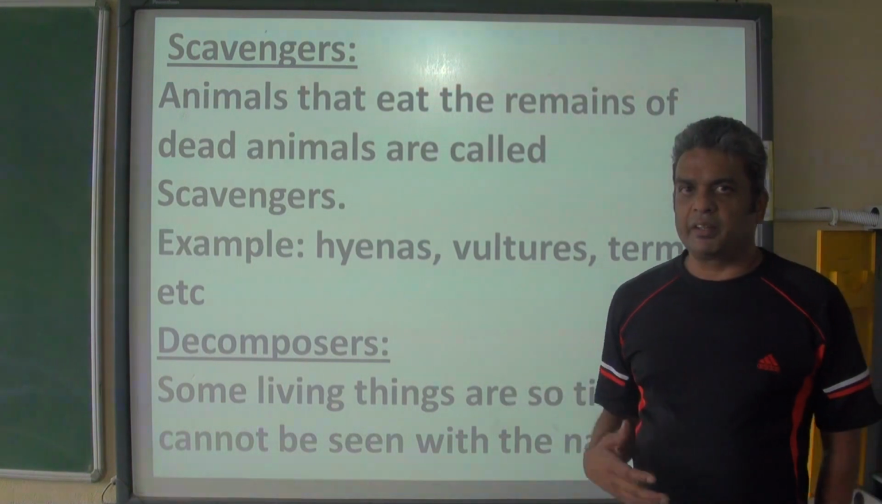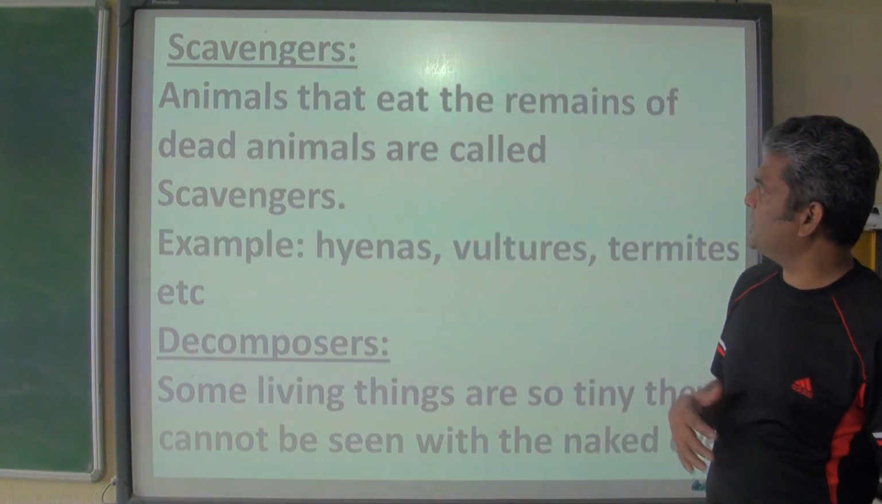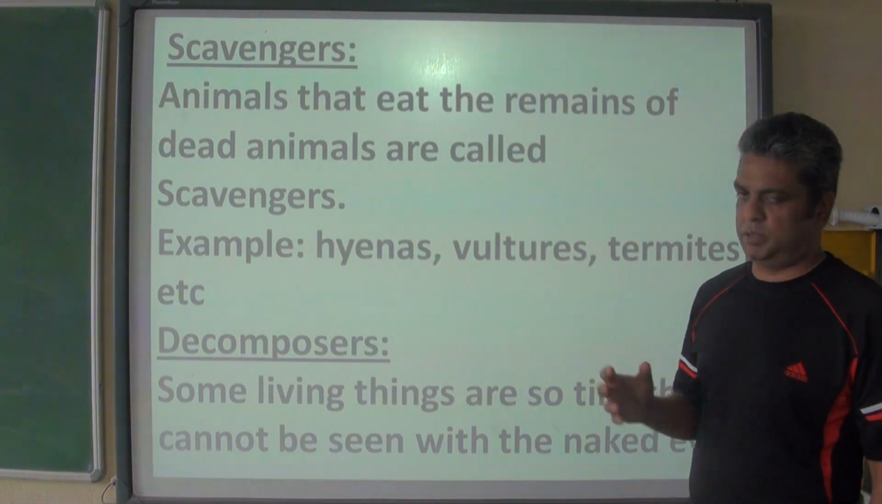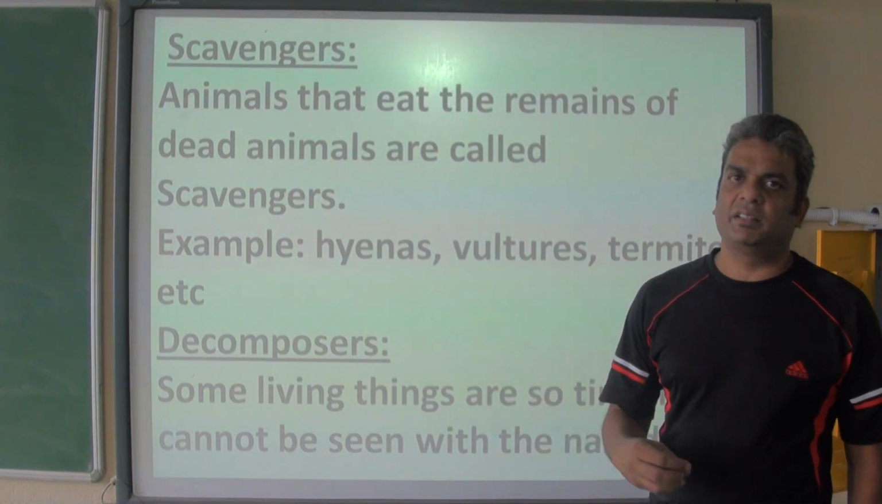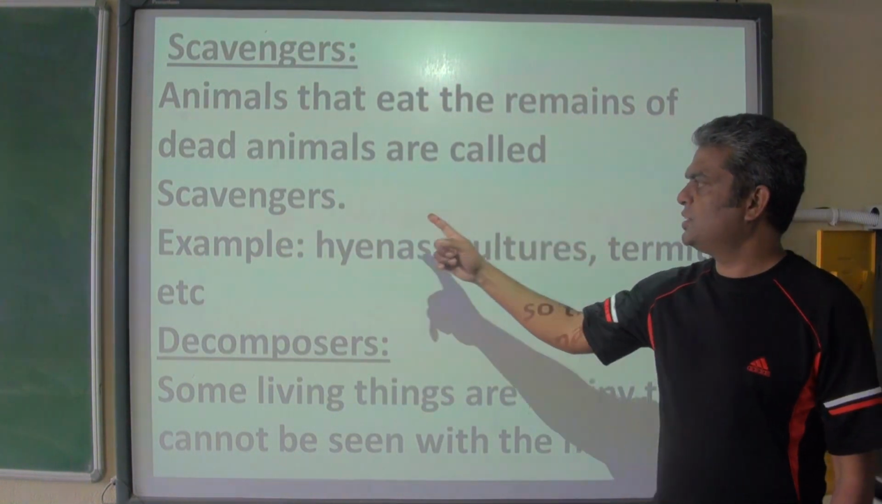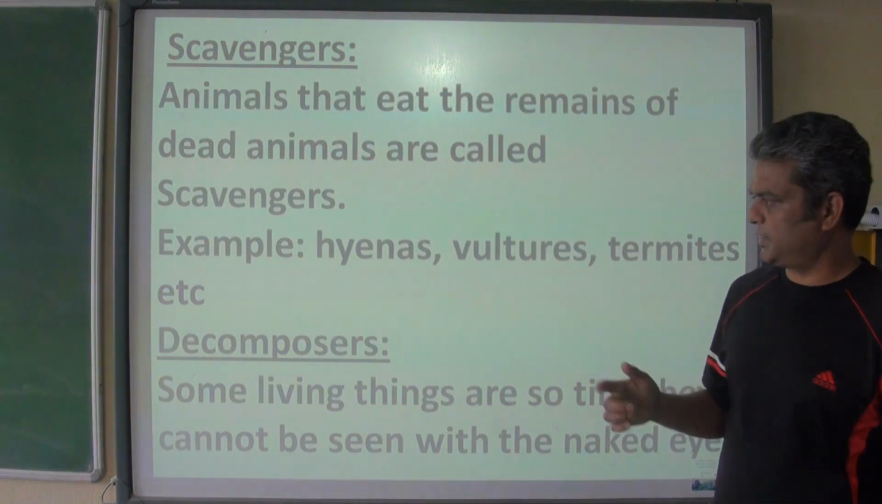Now we have another category that is called scavengers. Who are scavengers? Animals that eat the remains of dead animals. When an animal or plant dies, those animals that eat them are called scavengers. Who are they? Hyenas, vultures, termites, etc.